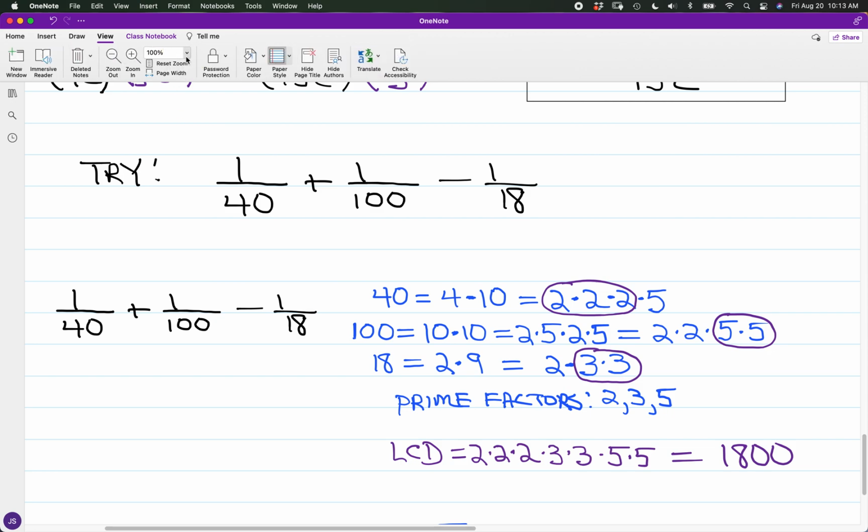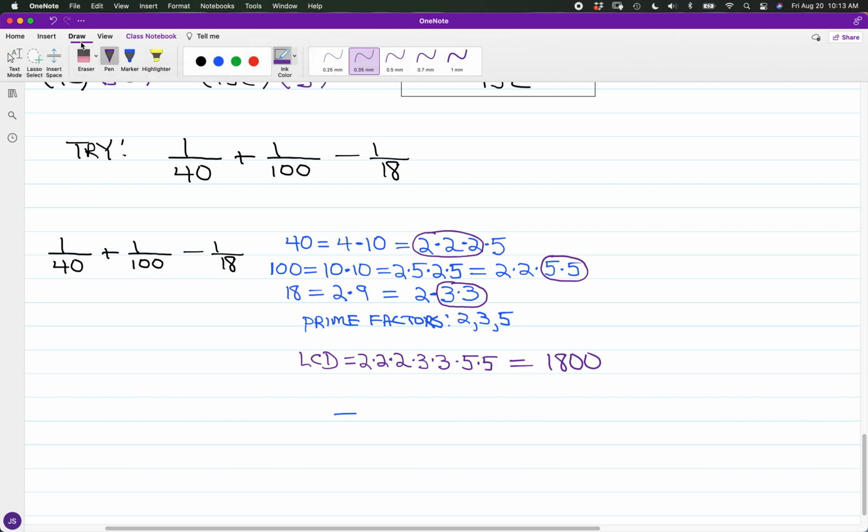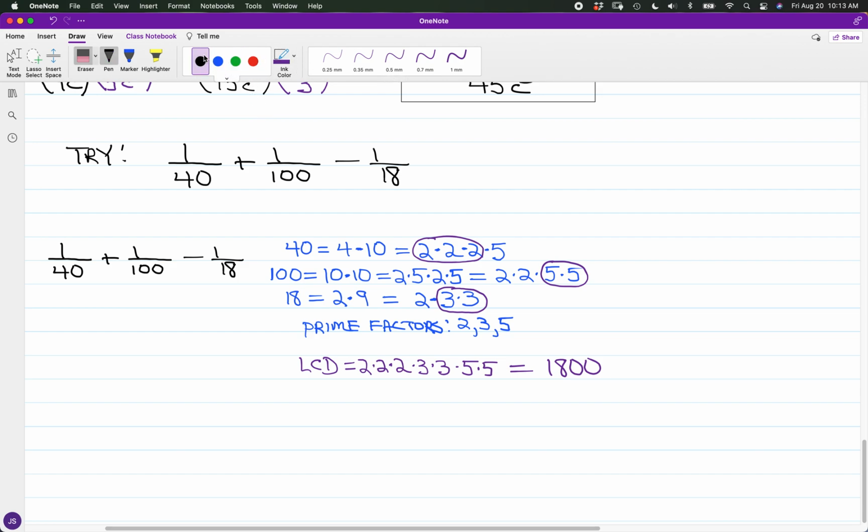And modifying these ratios in terms of the least common denominator, so that I will be able to combine them into a single fraction. So 1 over 40, and we'll multiply by 1 in terms of the number times 40 will go into 1800 over itself. So 40 into 1800 will be 45.